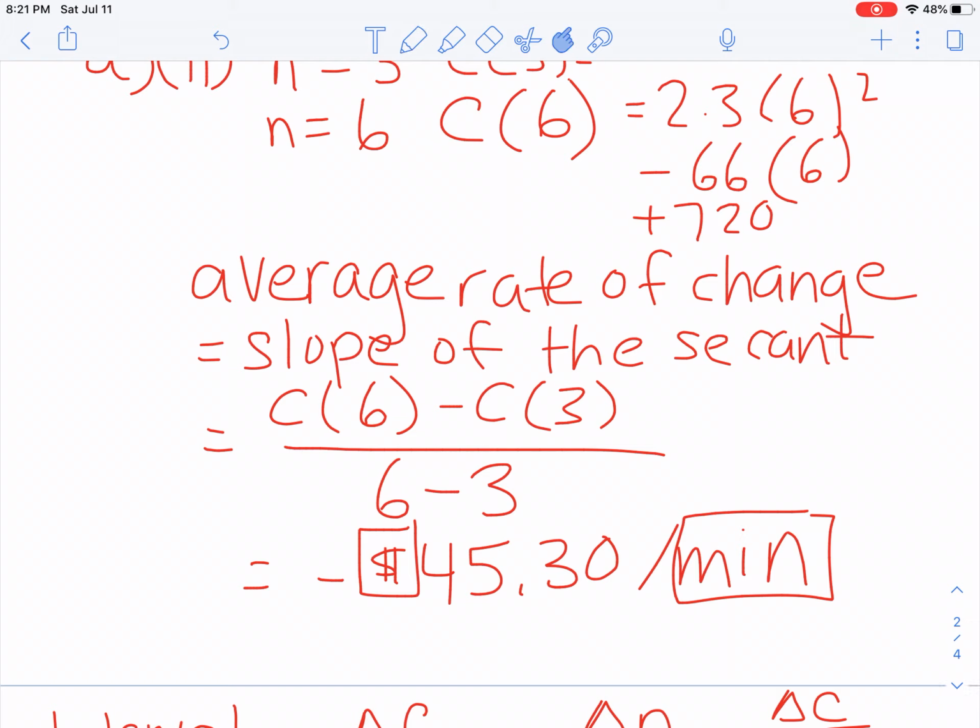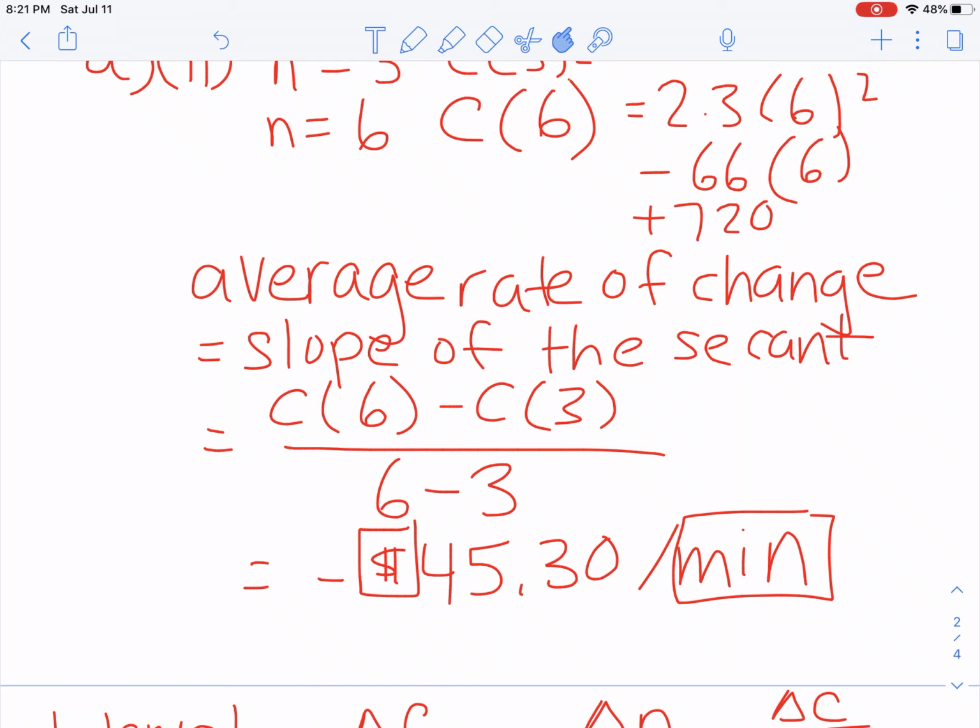Okay, so in that region of the graph between n equals 3 and n equals 6, you're going to have a negative rate of change, which means that the line that I'm drawing is decreasing, or it's pointing downward as you travel left to right for that portion of the graph.